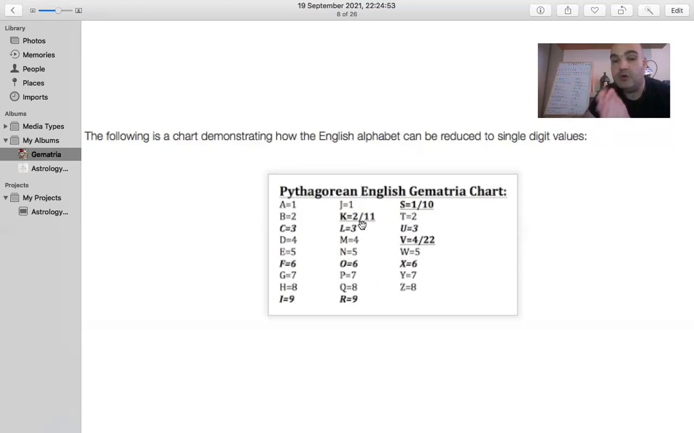So if you worked out a word in Pythagorean gematria, the digital root would be the same in the end, because all it's done is take the double digits in the English alphabet and reduce them to a single digit.